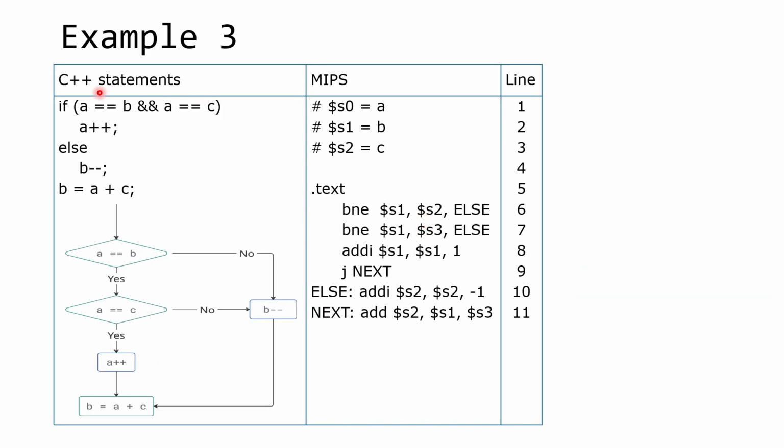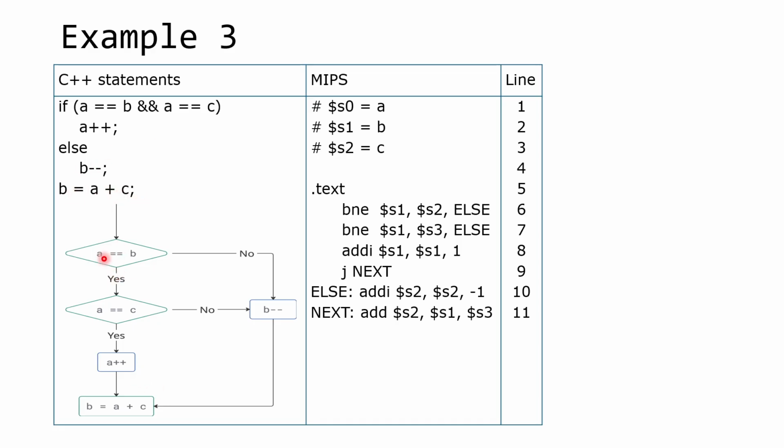Another example is using multiple conditions. If A is equal to B and A is equal to C, then if the statement is both true, we will execute A plus plus, else B minus minus. And then after that, we execute B is equal to A plus C.